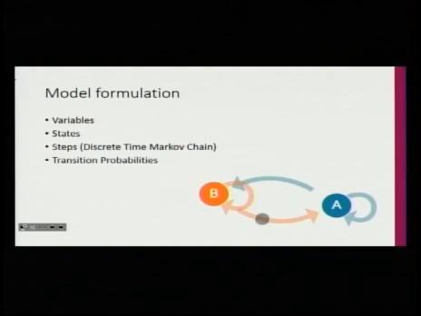For the model formulation, first we need to define four things: the variable that we are analyzing, the states that we are using for our analysis, and the step that is going to be taken for transition. Since it's going to be a discrete time Markov chain, it's going to be one day, one market day, because on weekends the market is not open. And we also need to estimate the transition probabilities.